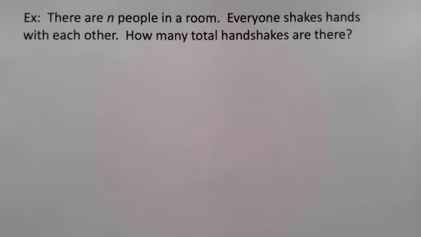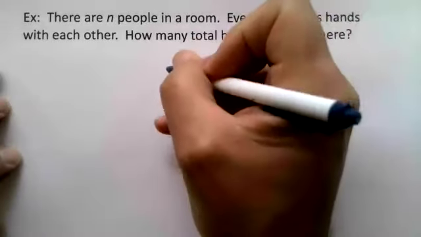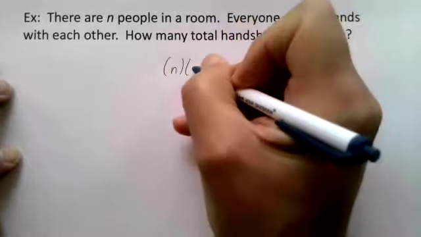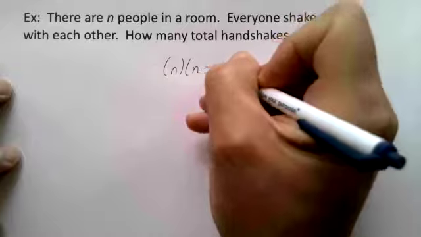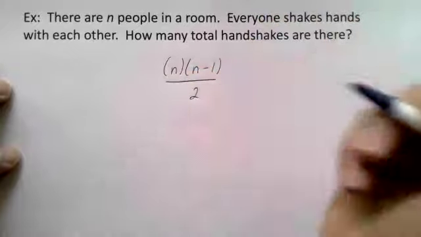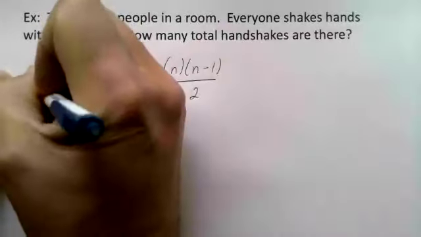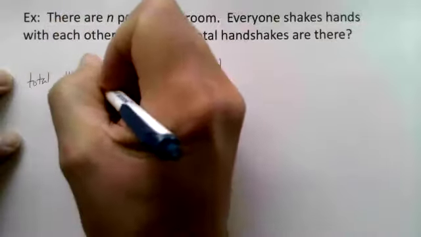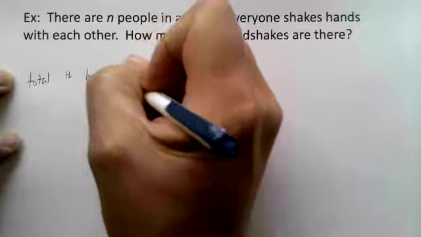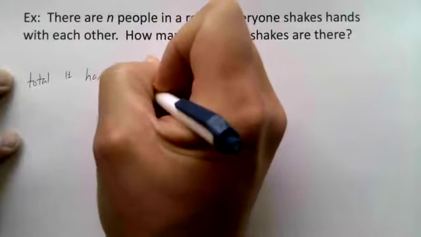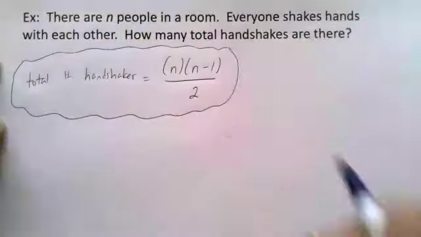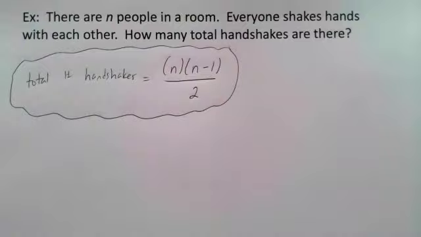So what are we going to do with n people in the room? Well, I'm going to take the number of people in the room, multiply by 1 less than that, and divide that by 2. And that's going to be the total number of handshakes in that room with n people. And we just came up with what a lot of books call the handshake formula.